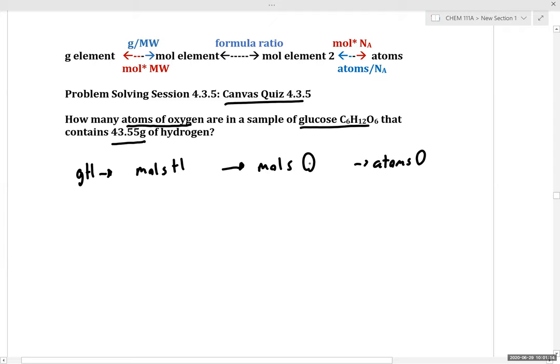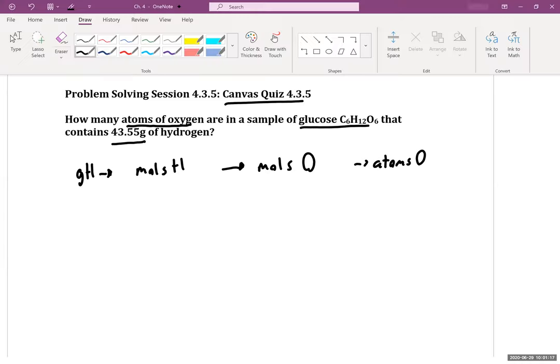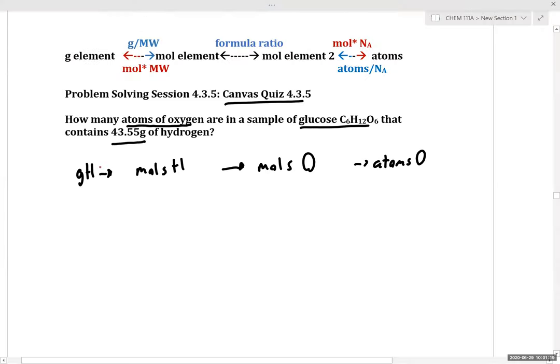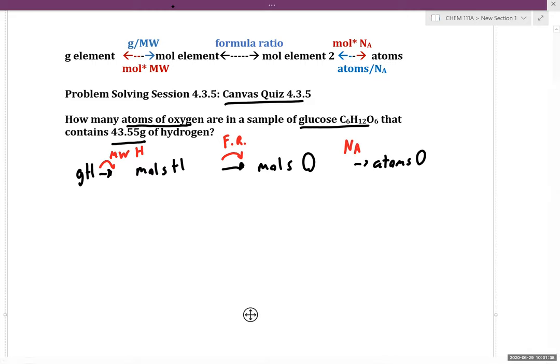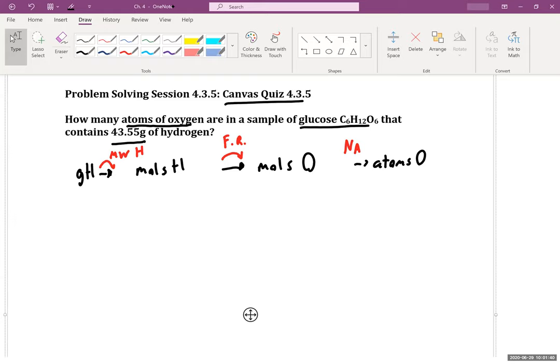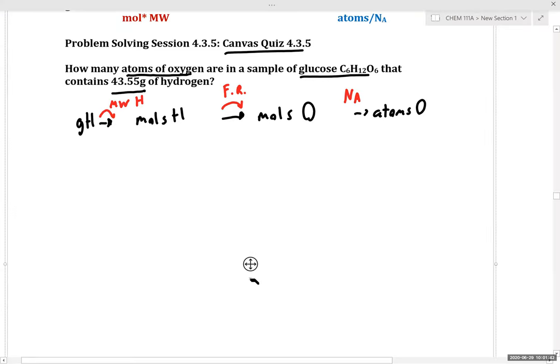Okay, so now that we have our rough problem-solving scheme established, to go from grams to moles, we're going to use our molar mass of hydrogen. To go from moles of hydrogen to moles of oxygen, we're going to use our formula ratio. And from moles of oxygen to atoms of oxygen, we're going to use Avogadro's number. Now we're going to execute on that.